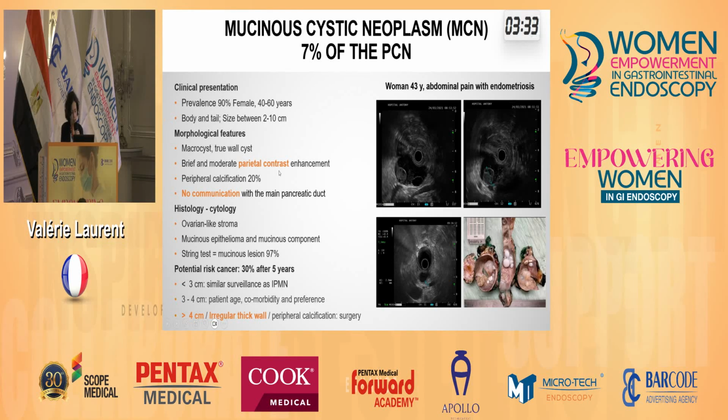In histology, this is a mucinous lesion with a risk of malignancy that can reach 30% after 5 years of progression, in particular if the lesion is over 4 centimeters with an irregular thick wall or peripheral calcification. And in those cases, we have to operate on the patient when it's possible.